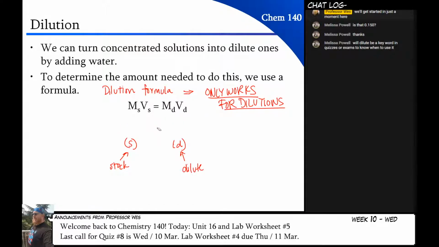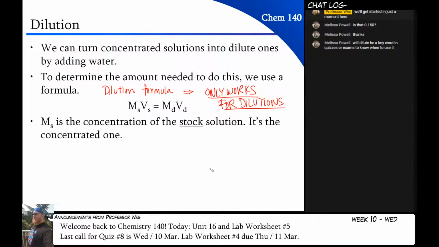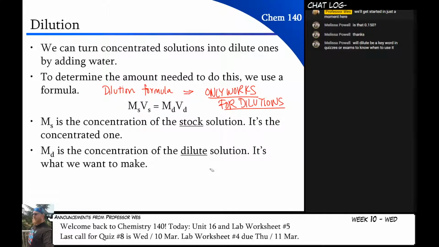So let's see what each of these parts stands for. M is the concentration of the solution that is being used. MS is the stock solution. MD is the dilute solution. Let's add some notes here. So the stock solution will be written on whatever bottle you are pulling the solution from, and it will also be the bigger concentration.